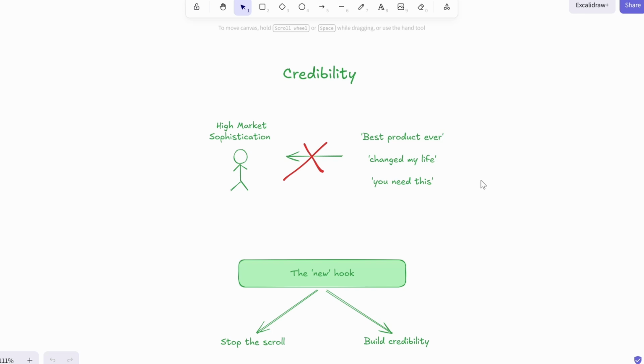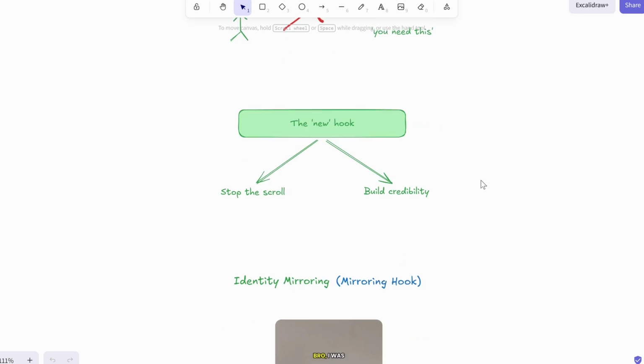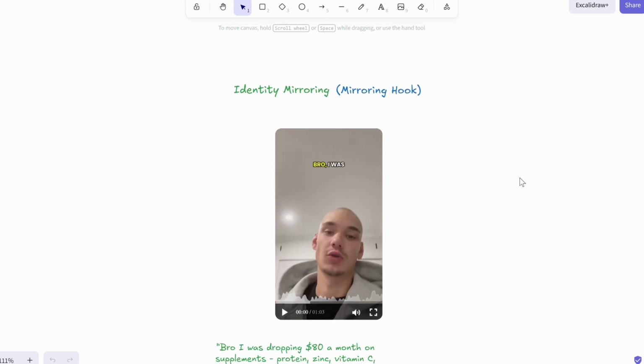They're not leading with promises. They're embedding credibility signals directly into the hook itself. The hook is no longer just doing one job, it's doing two. Stopping the scroll and immediately making the viewer think that this person knows what they are talking about. The first way this is done is with identity mirroring, which is incorporated in the mirroring hook we just covered.